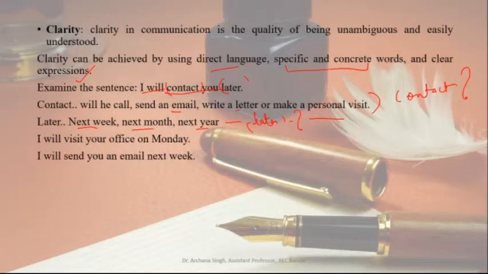If you rewrite the same sentence like this, "I'll visit your office on Monday," it means this is pretty clear that the person is going to make a personal visit to your office on Monday. Precise and unambiguous sentence. You can also rewrite it: "I'll send you an email next week." Again, it is clear that the person is going to contact you via email and next week.